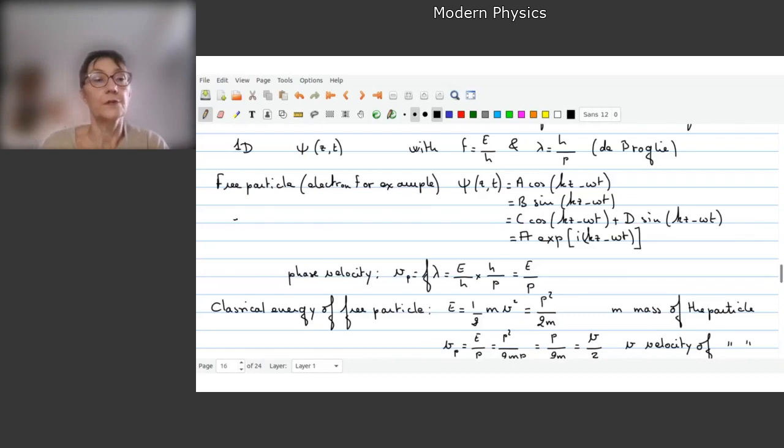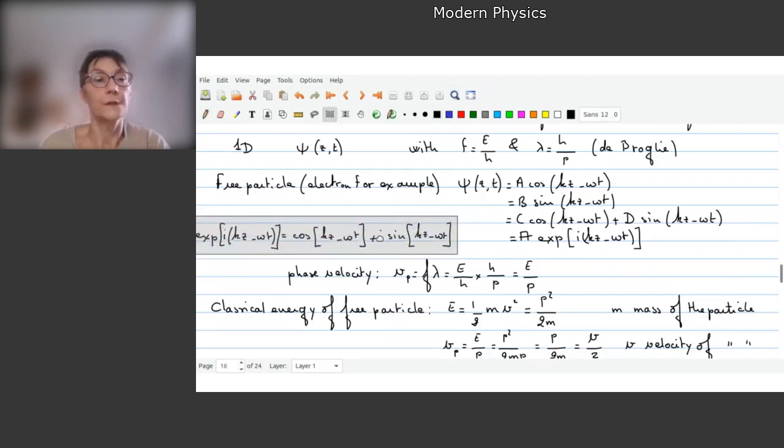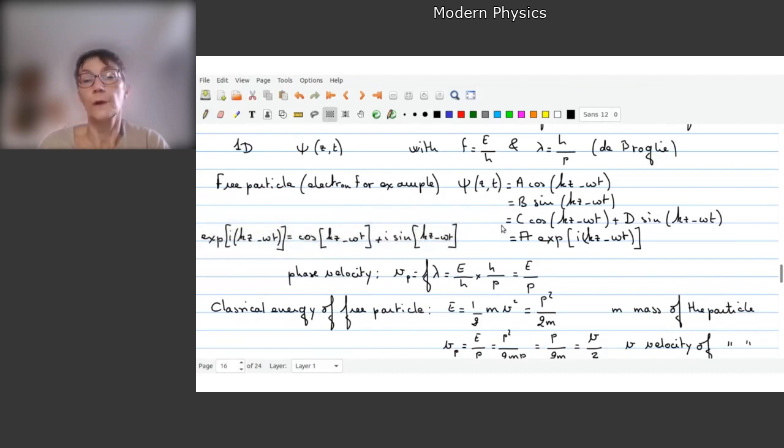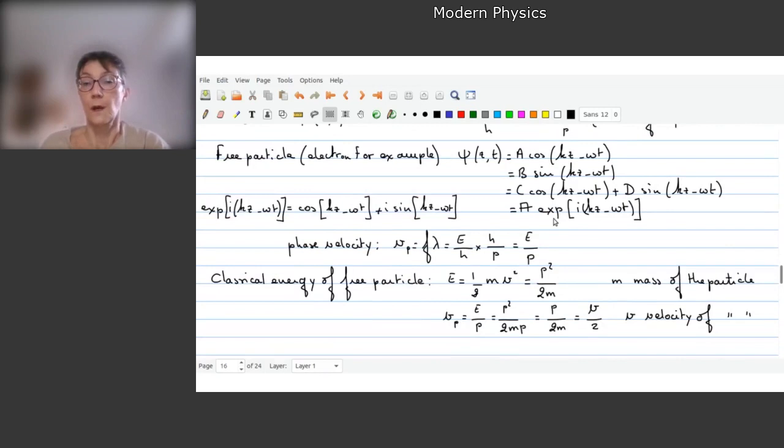So you know that the exponential of i times the phase, here I'm using kz minus omega t, is cosine of kz minus omega t plus i sine of kz minus omega t. So this is a complex wave, and I guess we are going to use this complex formalism a lot because it is really very useful.